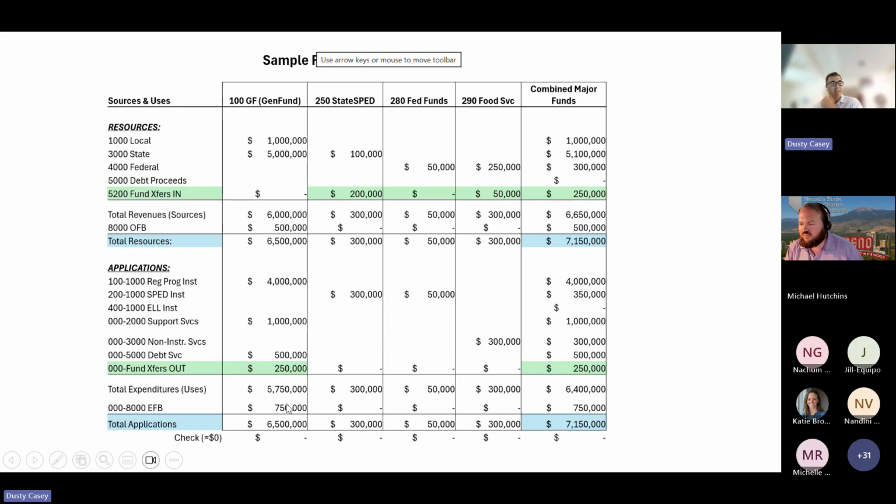Now, last, you had a combined opening fund balance of 500,000. The ending fund balance is really what's left over after all those applications. It's 750, and you can see in blue, total resources of 7.15 million equals total applications of 7.15 million. So this is just a simple kind of balancing exercise that shows you how they might come in, a transfer needed to balance it out, and how the total resources meet total applications.